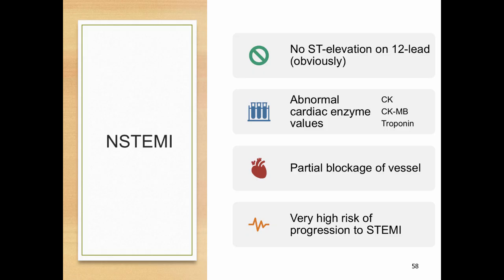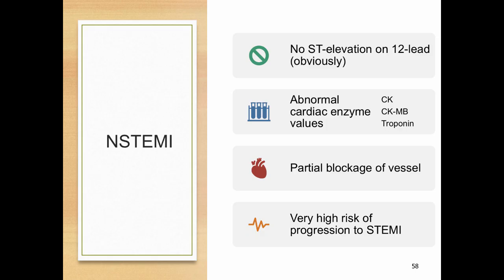NSTEMI, or non-ST elevation MI, has no ST elevation on the 12 lead. Obviously that's in the name, non-ST elevation MI. How we diagnose this is through lab values. We're going to see abnormal cardiac enzymes, and we're going to look at a few, and we're going to focus on a few. CK, kind of, sort of. We'll hit that in a minute. CKMB and our troponin.